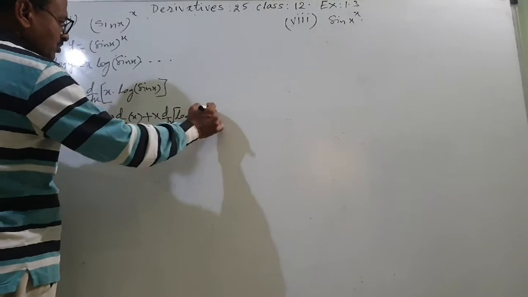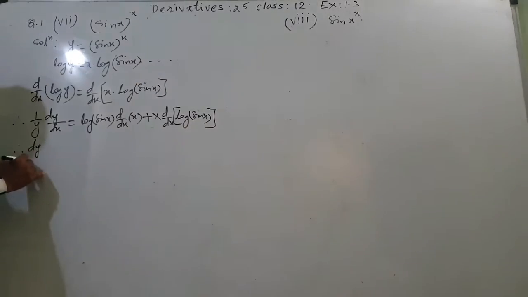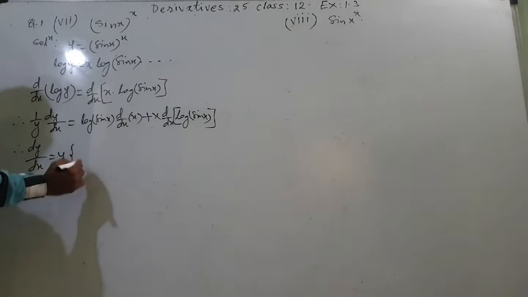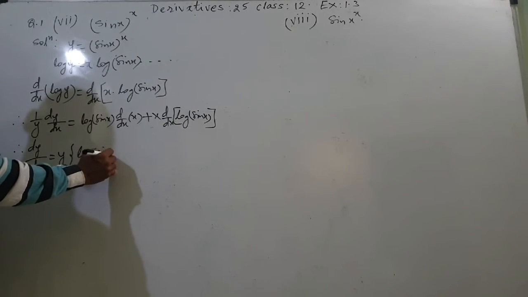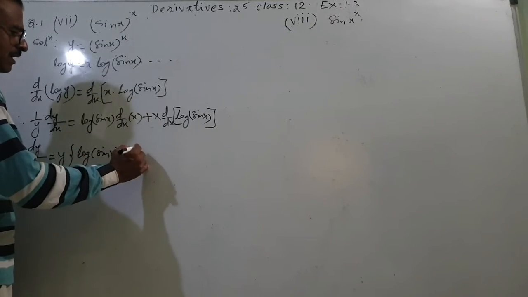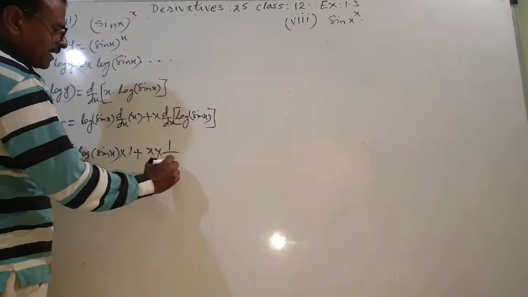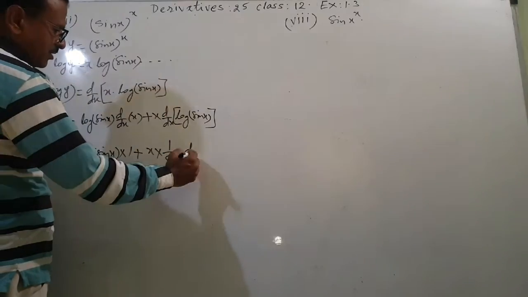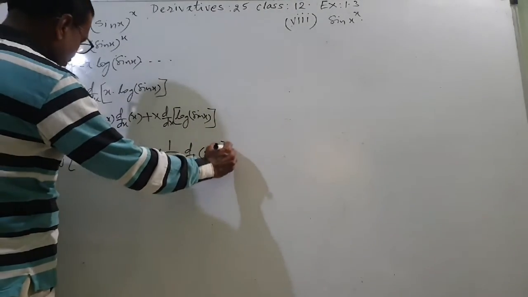Hope that you have understood this. Therefore, dy by dx is equal to this: y will go here, and log of sine x into the derivative of x, which is 1, plus x into the derivative of log, which is 1 upon sine x, and into d by dx of sine x. This is called the chain rule. We know it.